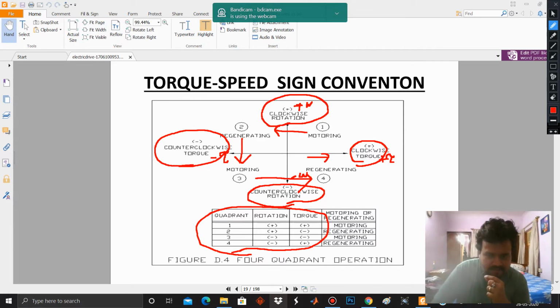So that means if you see the first quadrant, the speed is positive, that means the rotation is clockwise, and the torque is also positive, and that is called motoring.